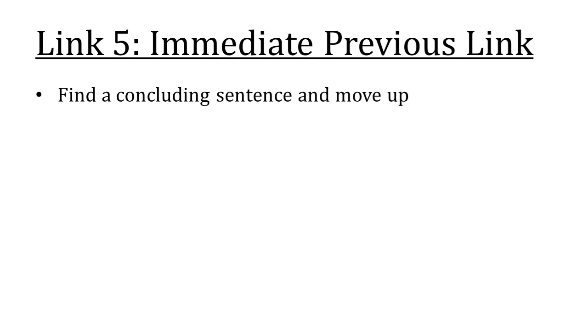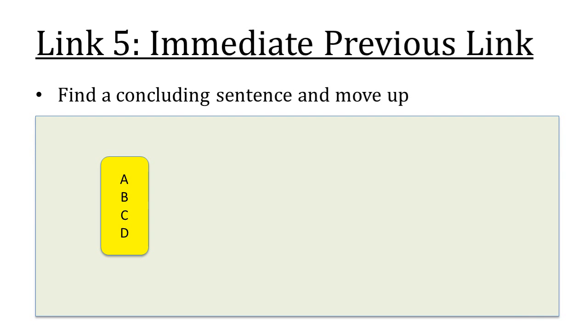The last type of link is the immediate previous link. Here, we use the concluding statement as the reference and we move up in order to find the correct sequence of statements. There can be 3 types of questions with this link. The first is the normal ABCD. The second is where the first and the last statement is fixed and we have to find the correct sequence of statements in between them.